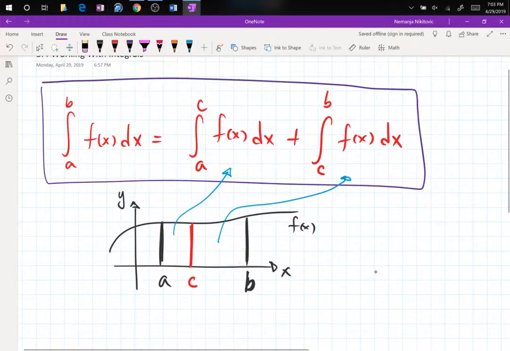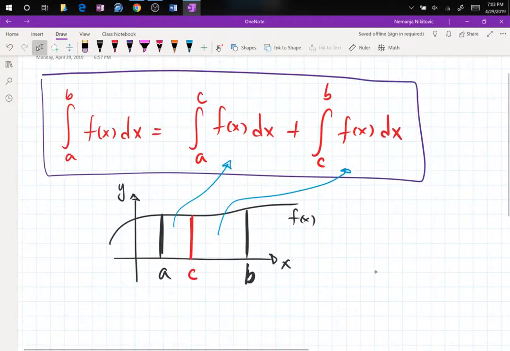But if I decide to break it into two different areas, then I can compute this area here using this integral and the other area, and then just add them together, and you see that this over here plus this over here is the total of everything. Now, we used this in a previous section where we calculated.